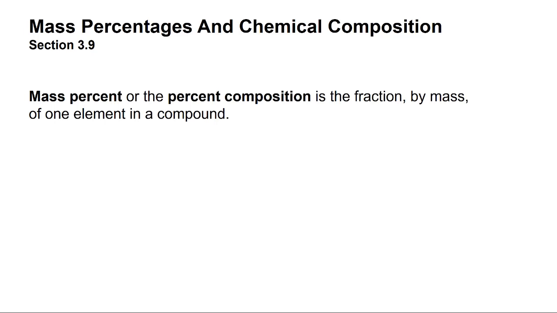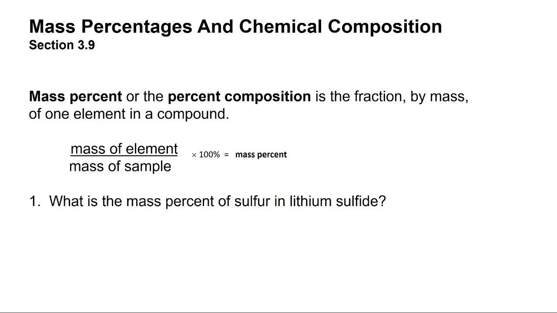Sometimes it's important for chemists to calculate the mass percent, or the percent composition in a compound. This is the fraction by mass of one element in the compound. It's easy to calculate. It's the mass of the element divided by the mass of the whole sample times 100%. Here's an example for calculating the mass percent of sulfur in lithium sulfide.